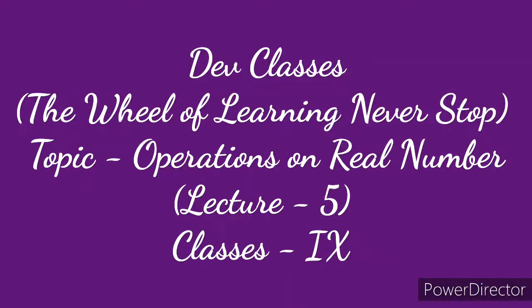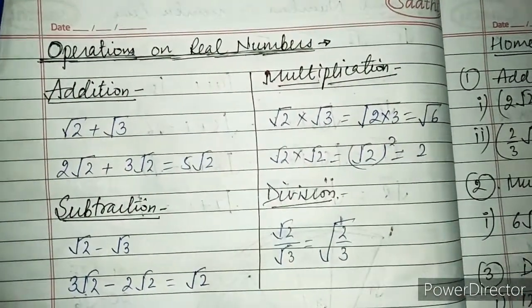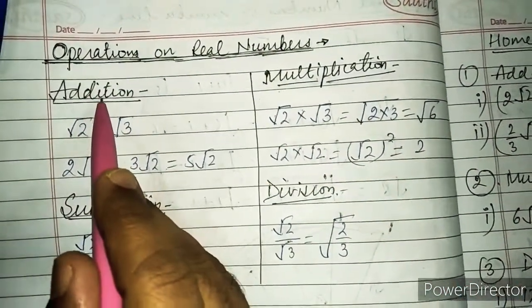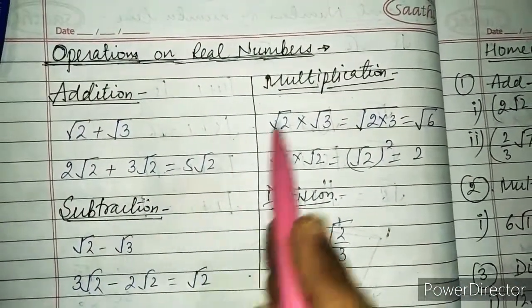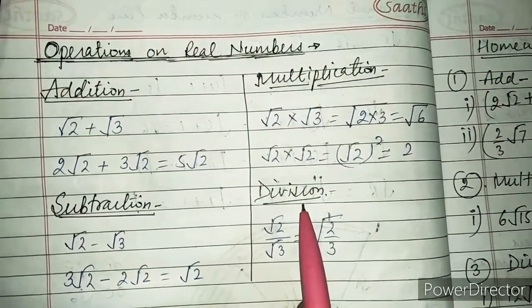So Jai Hind students, now we have a new topic of class 9th with us, that is operations on real numbers. What do you mean by operations on real numbers? Operations means addition of real numbers, subtraction of real numbers, multiplication of real numbers and division of real numbers.